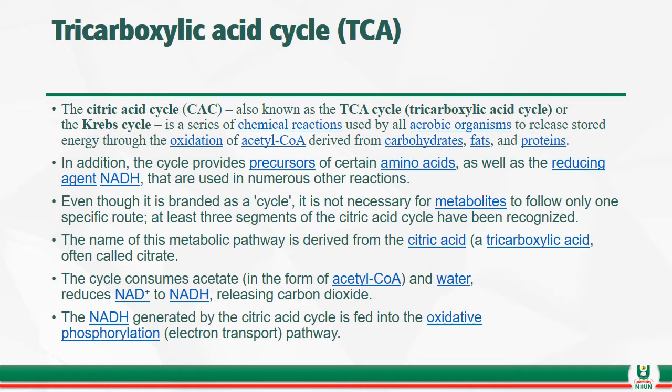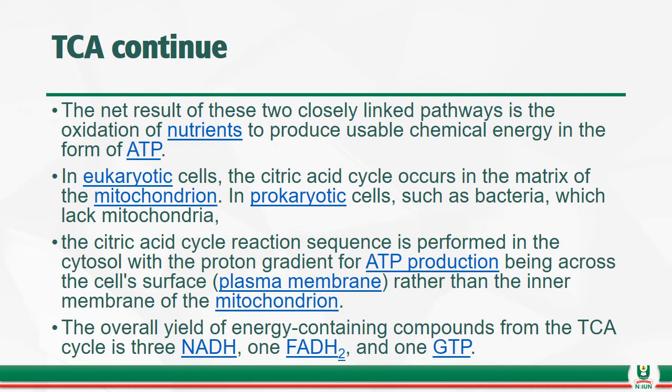The name of this metabolic pathway is derived from citric acid, a tricarboxylic acid, often called citrate. The cycle consumes acetate in the form of acetyl-CoA and water, reduces NAD to NADH, releasing carbon dioxide. The NADH generated by the citric acid cycle is fed into oxidative phosphorylation, that is the electron transport. The net result of these 2 closely linked pathways is the oxidation of nutrients to produce usable chemical energy in the form of ATP.